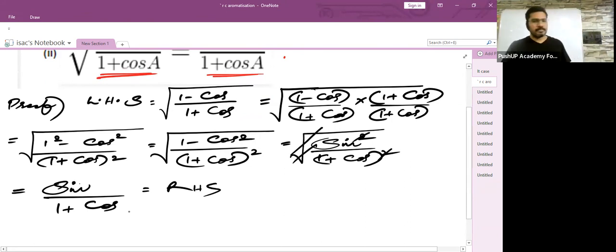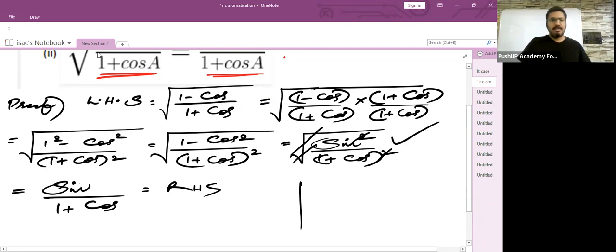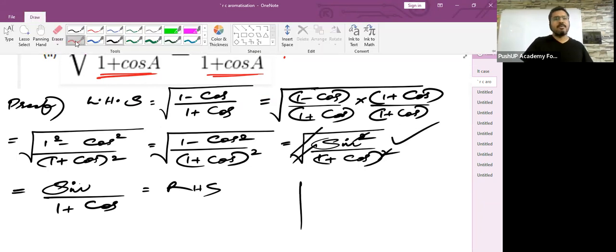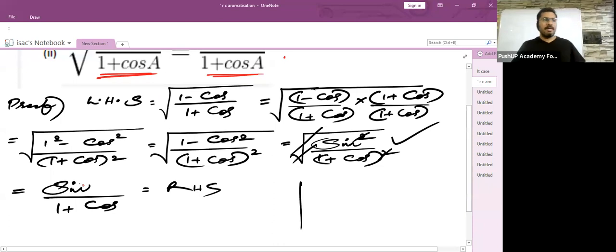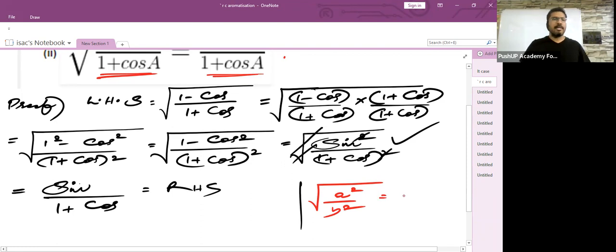Got it? Now, some of the students must be having a doubt in this portion. In this portion, how did I eliminate the square root sign? Isn't it, Inju? Have a doubt. Sachin, you have a doubt. No doubt? Did you follow? How did I cancel? All right. Now, those who have a doubt, online students also, please look here. Suppose you have square root of a square upon b square. All right. This can be written as square root of a square divided by square root of b square.